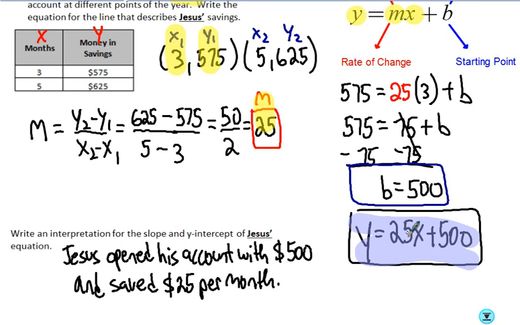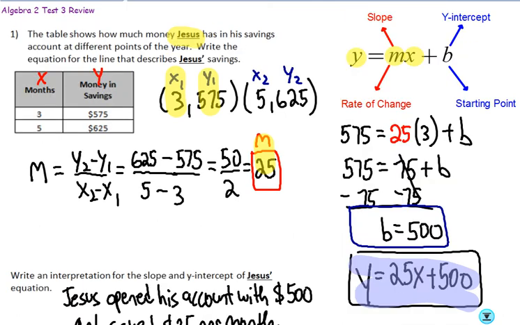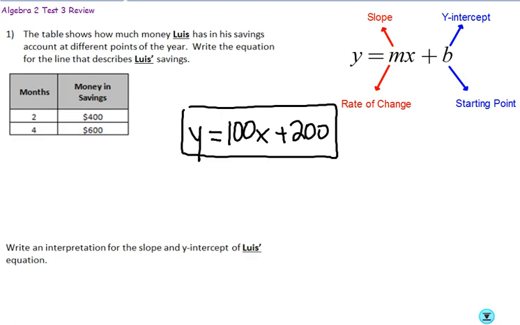All right, so go ahead and pause now and try number 1 on the right side. All right, let's check your work for number 1 on the right side. You should have got y equals 100x plus 200. The interpretation on this would be that Luis started the account with $200, and then he saved $100 per month. I didn't write it out, but that would be the interpretation there. Luis opened the account with $200 and saved $100 per month.